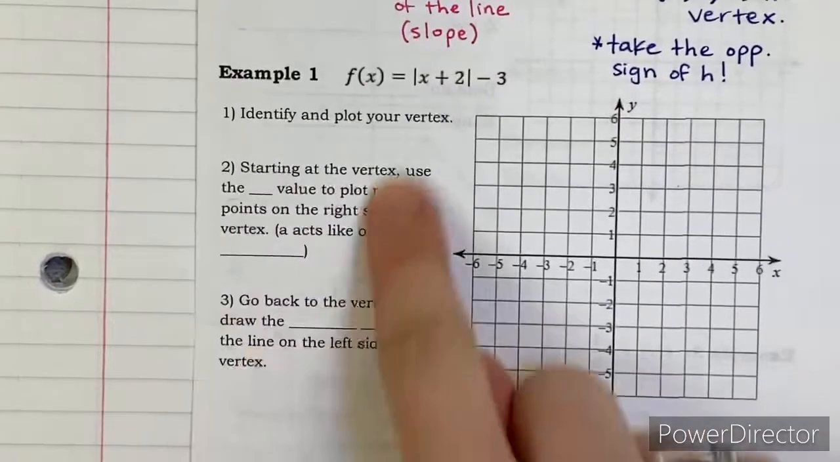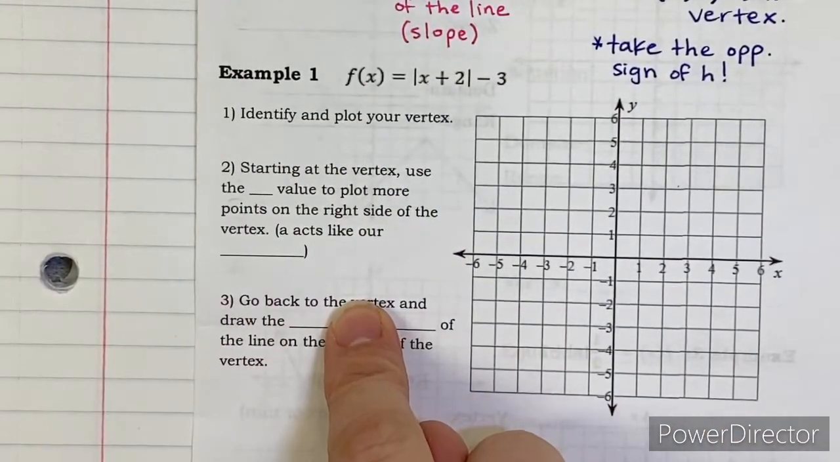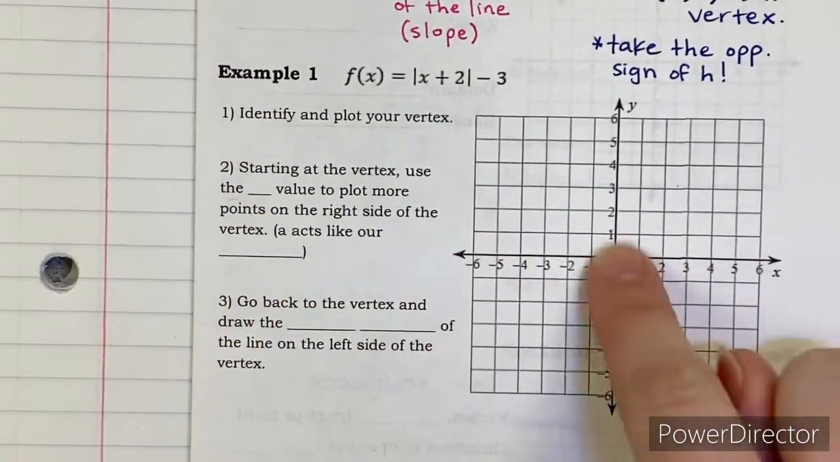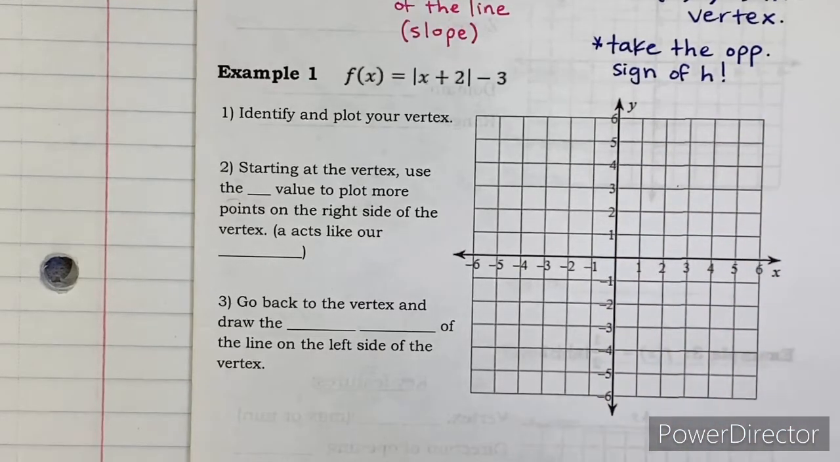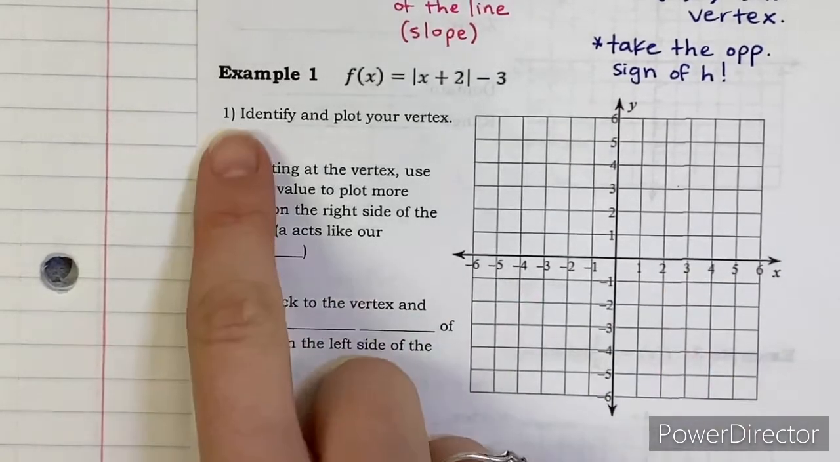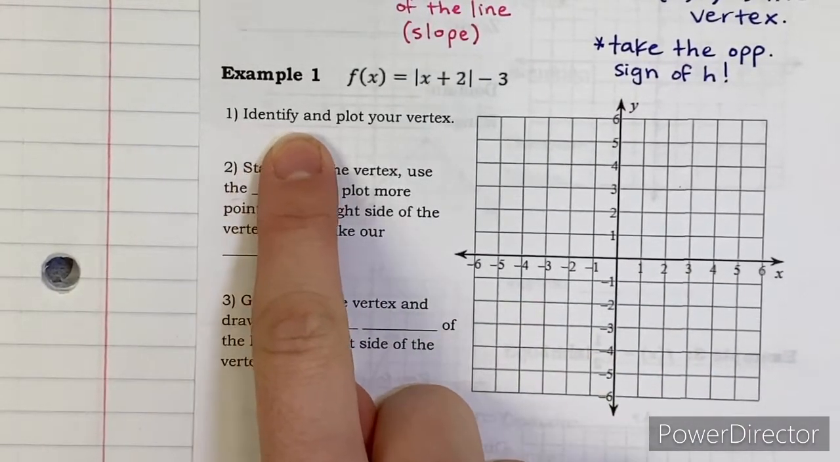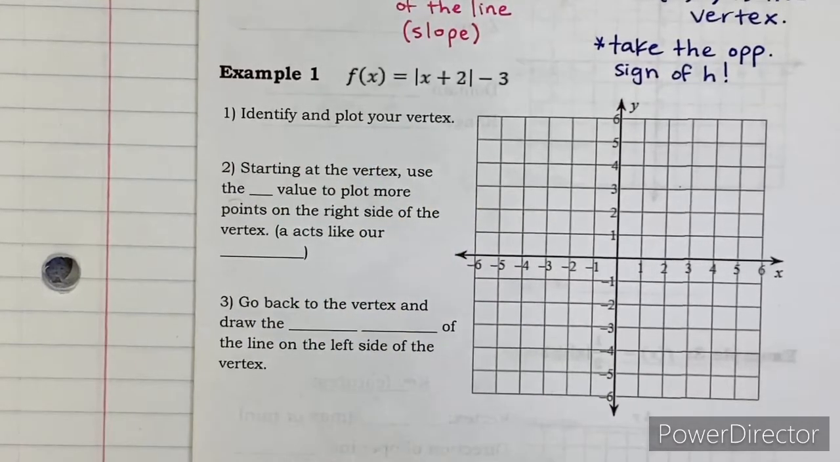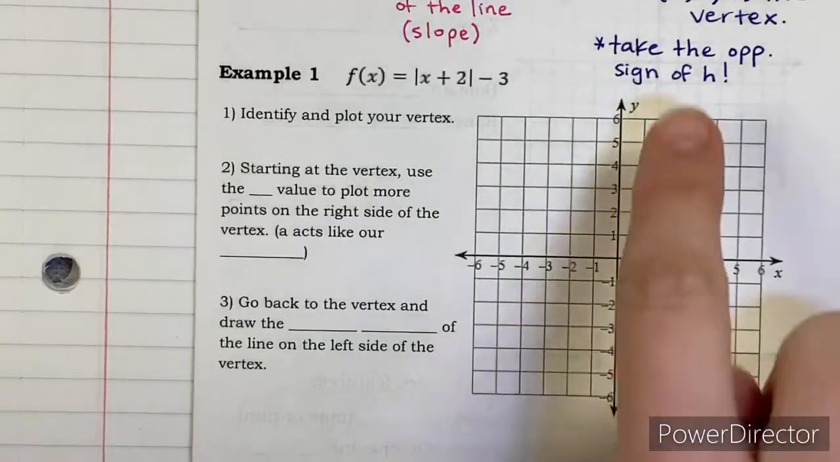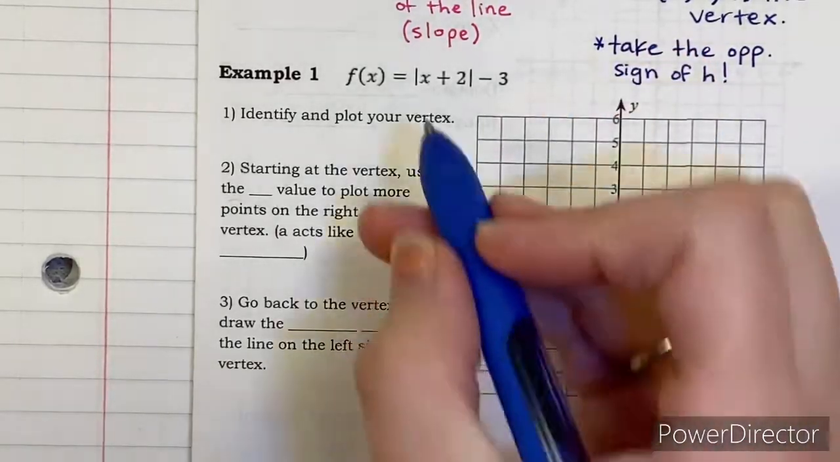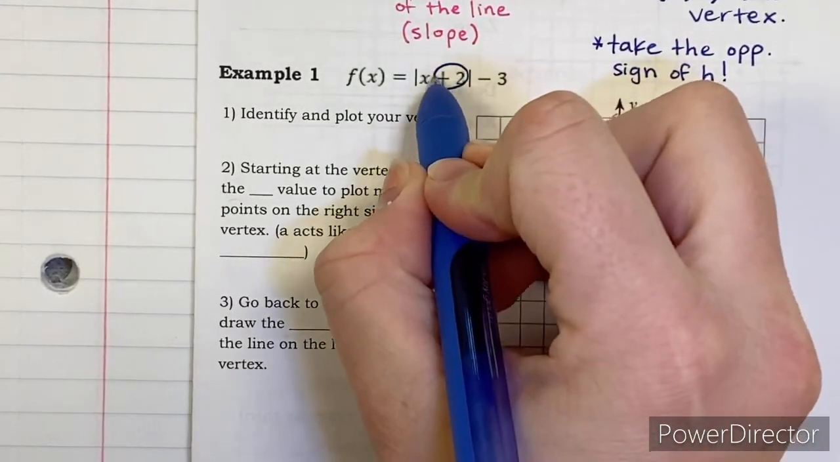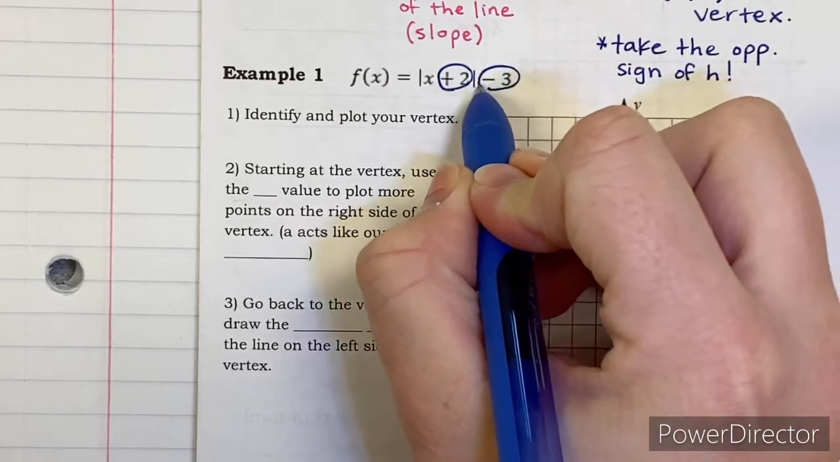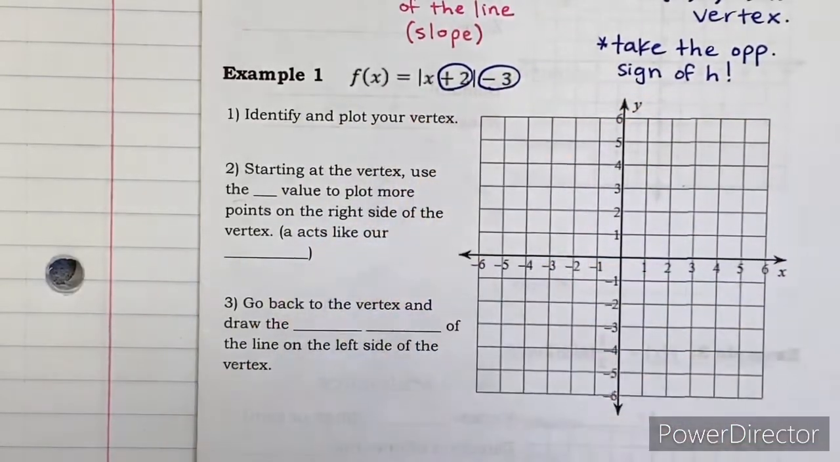So here are the steps. They're in a little bit smaller writing, but we're going to go through these steps and graph this at the same time. The process that we're going to take to actually graph this is the same every single time. So, step 1, we need to identify and plot your vertex. So, the two numbers that make up the vertex, I talked about it up there, is this number and this one. That's what makes up my vertex.